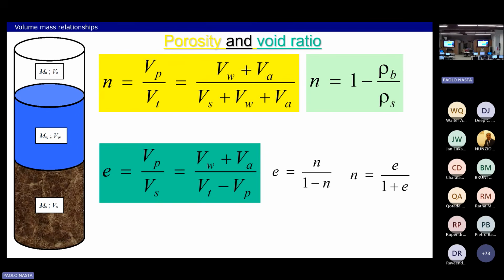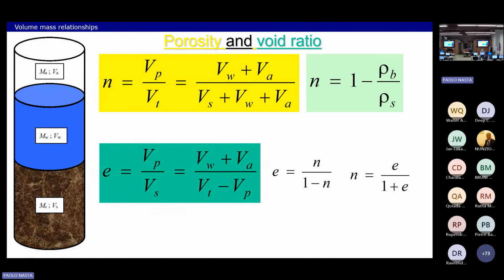Then from the bulk density, it is possible to calculate soil porosity, which is another very important soil property, which basically is the volume of pores, so the volumes occupied by water and air divided by the total volume of the soil. And on the right, you can see the simplified equation, which is 1 minus bulk density over particle density.